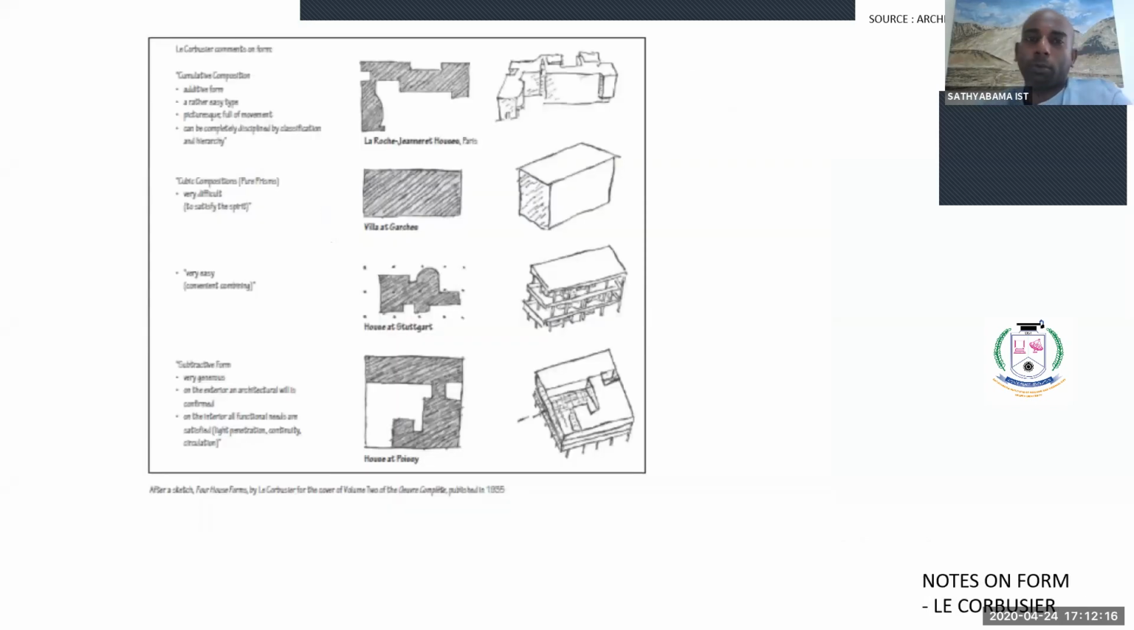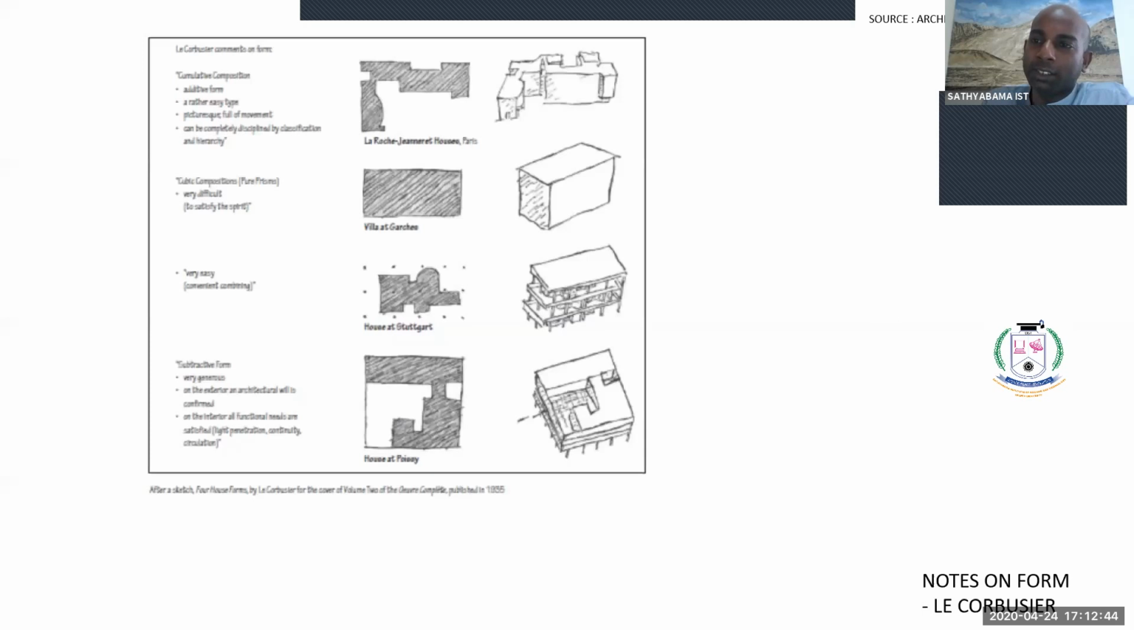Now, a quick note, Corbusier is, of course, a constant reference, and he had these notes on form, right? So he talks about the four ways to do it. One is where you have a cumulative composition, where you kind of add things together, additive. The other is a cubic, where you try and keep pure geometry. The third is the easy one, where it's just basically a cluster, or where you bring things together. And the last is subtractive, right? You have a pure form from which you're removing.